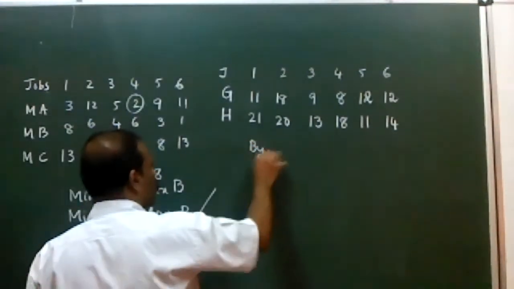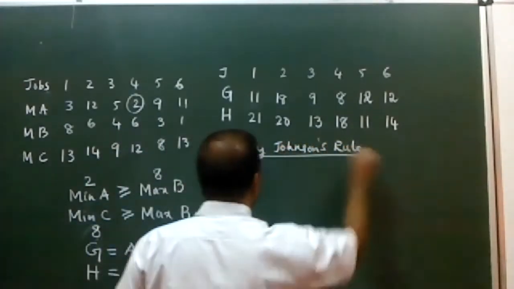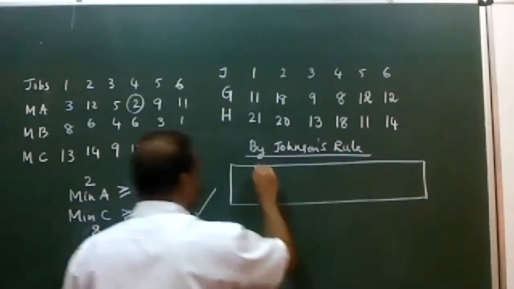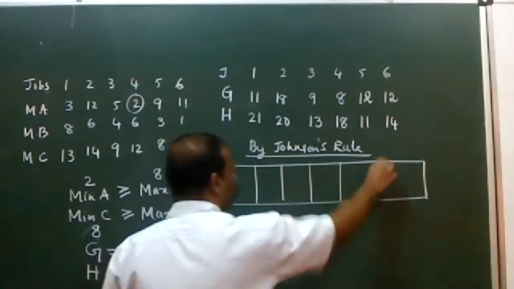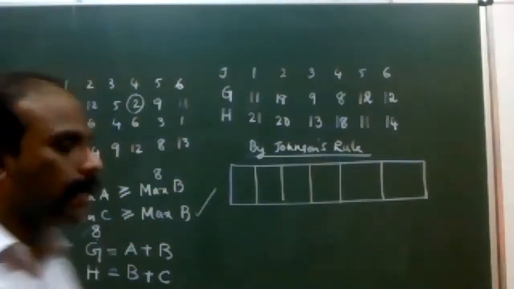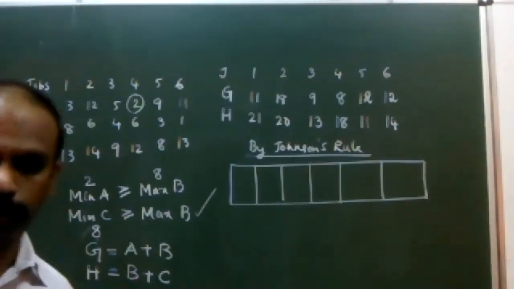So same procedure by Johnson's rule. You can see that a total of 6 boxes have to be taken. So 1, 2, 3, 4, 5, 6. Okay. As usual, same procedure. Can anybody please tell me what is the procedure to be followed in Johnson's rule? We have solved many problems on Johnson's rule, right?